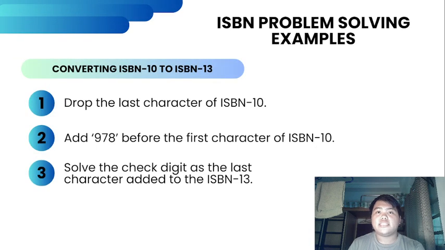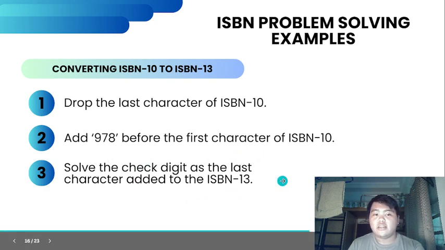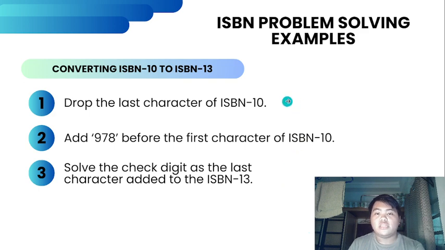Before we proceed to the second example, we also need to know how to convert ISBN 10 to ISBN 13. First, we drop the last character from the right of the ISBN 10. Then we add 978 before the first character of the ISBN 10. Then we solve for the check digit as the last character added to the ISBN 13. For the first step, we just remove the check digit of the ISBN 10. Then we add 978 before the first character, and solve for the check digit as the last character added to the ISBN 13.